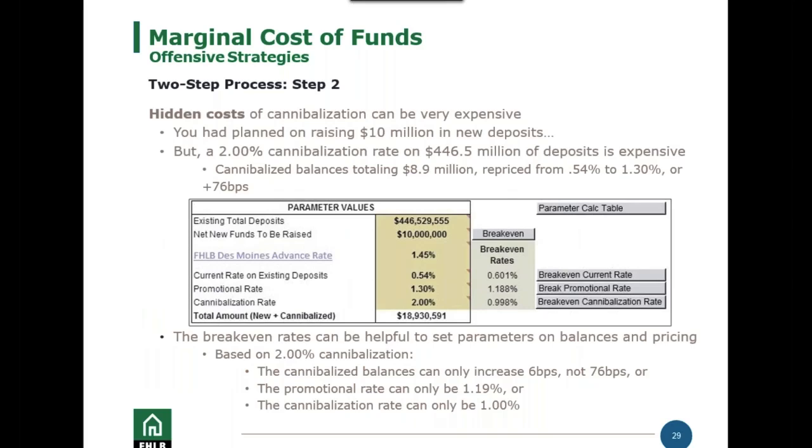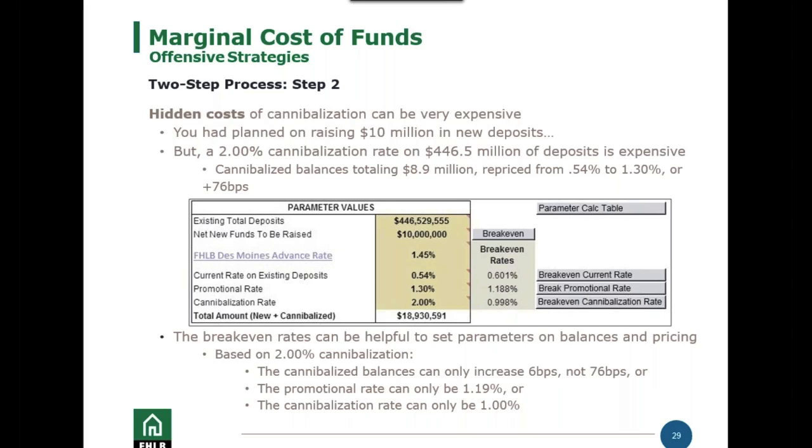There are hidden costs of cannibalization, and they can be very expensive. In this case, you'd planned on raising $10 million, which you did, but you also got another almost $9 million that moved out from a lower costing alternative into a higher cost. So a 2% cannibalization rate on $446 million is expensive. The cannibalized balances totaled $8.9 million and repriced from about 54 basis points to 130, or 76 basis points increase.